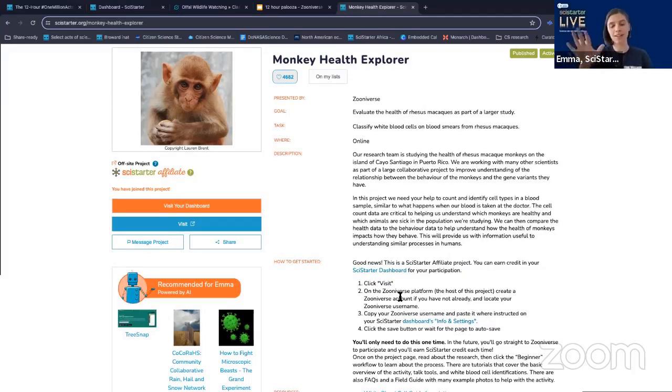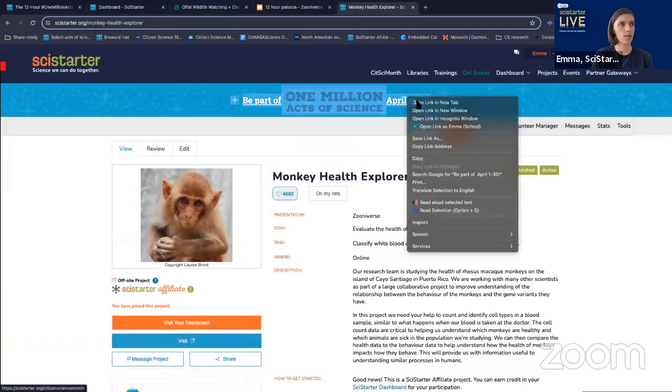As long as you are signed into SciStarter and you add your username for Zooniverse in your SciStarter account, it'll track across. Now, if you don't have a Zooniverse account or you don't have a SciStarter account, you can still do this project, no problem. But you definitely need to report your acts afterwards.